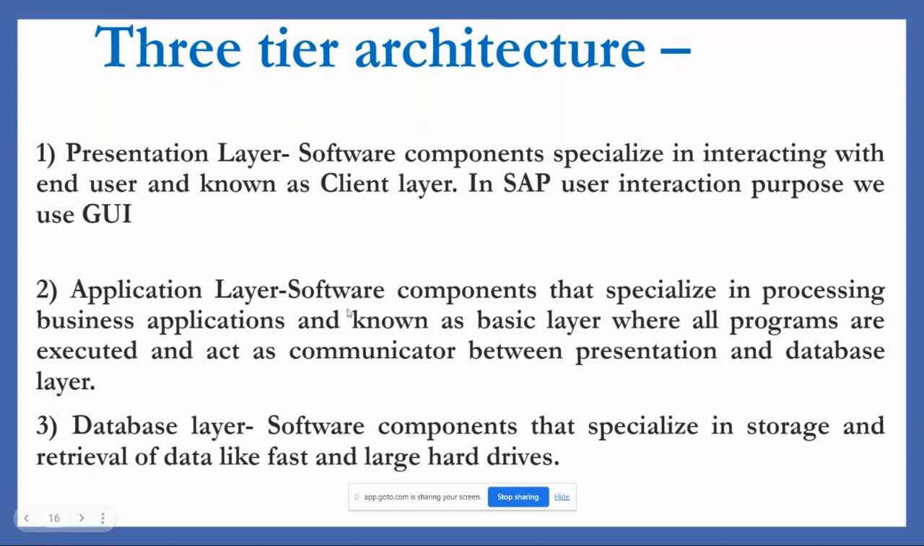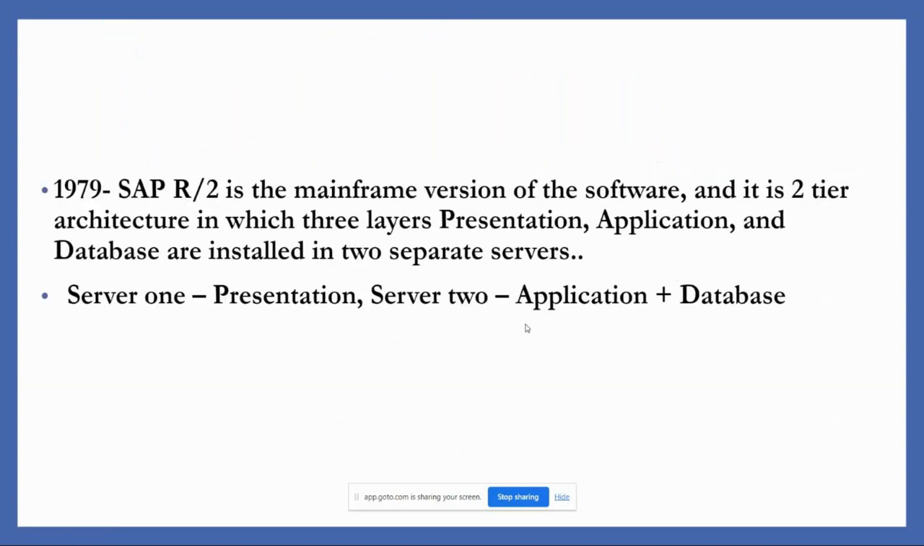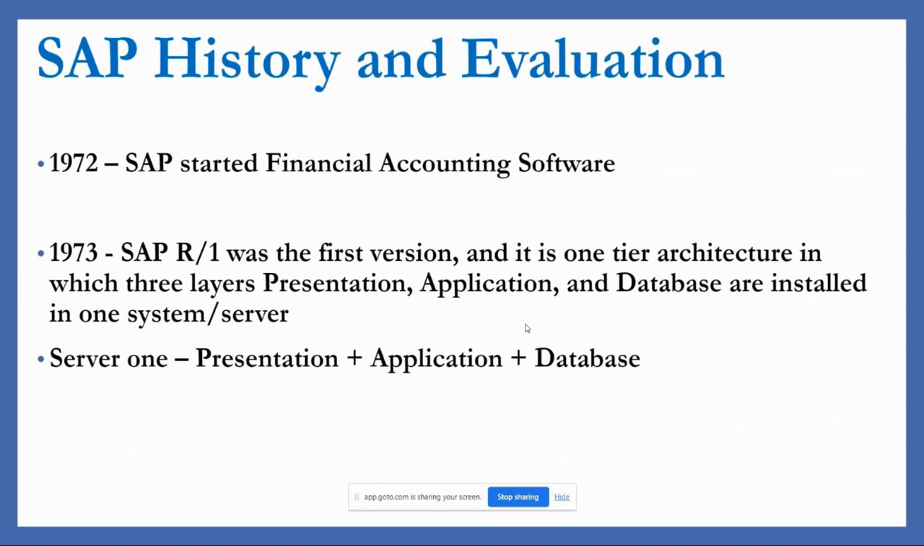Whatever work I do in the second step, the application layer, where is it saved? It is saved in a database. Database means storage where all your data will be stored. So the application acts between the presentation and the database. We will be working in the second layer only, the application layer. Presentation layer, application layer, database layer. In the history, there was only one server, where all your database is saved.